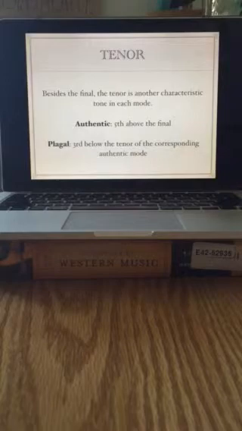So besides the final note, the tenor is another characteristic tone in each mode. In authentic modes, the tenor note is a 5th above the final note, and in plagal modes, the tenor is a 3rd below the tenor of its corresponding authentic mode. Unlike the final, the tenor note is not consistent between corresponding authentic and plagal modes.